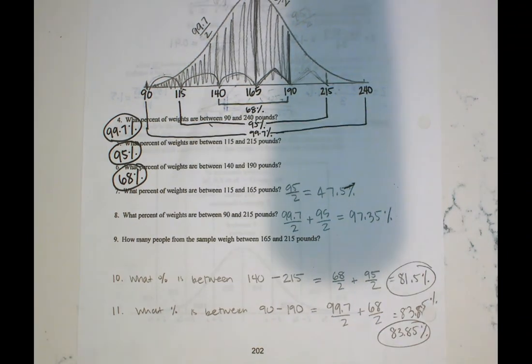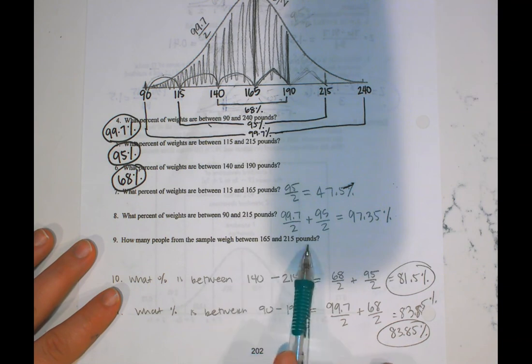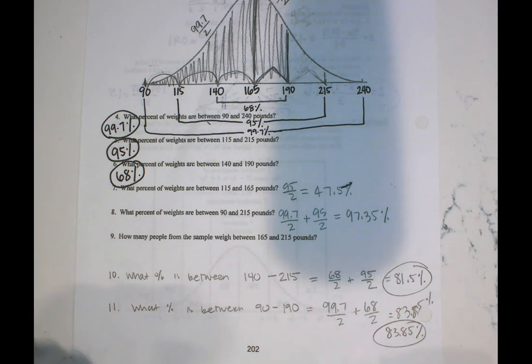All right, if you're still a little confused, that's okay. We're going to look at this some more over the next couple days. This was just our introduction into our normal distribution and our percentages. So let's finish up number 9, and then we will be done with this for today, and we'll look at it again next class. This asks how many people from the sample weigh between 165 and 215. So again, first I need to find what area I'm looking for.